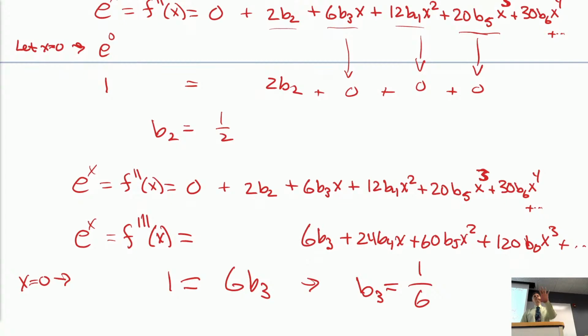Okay, so I'm just going to pause for a minute because I want to bring us back to our original goal, because you can get lost in doing these derivatives.